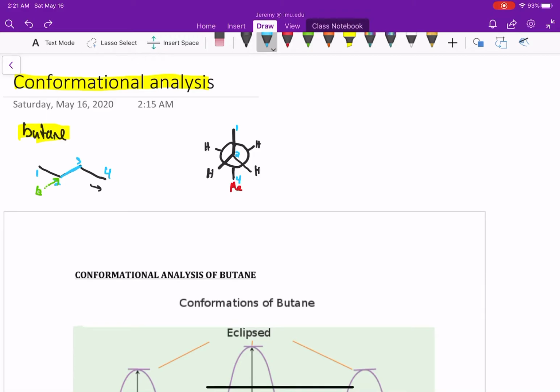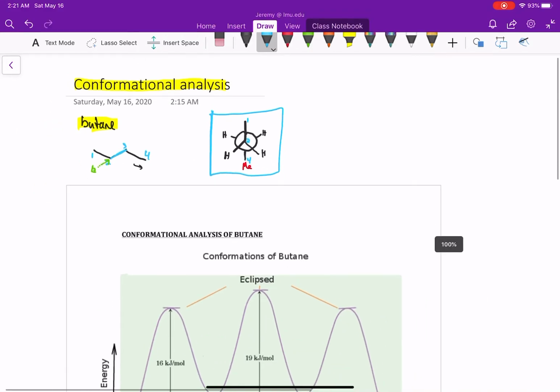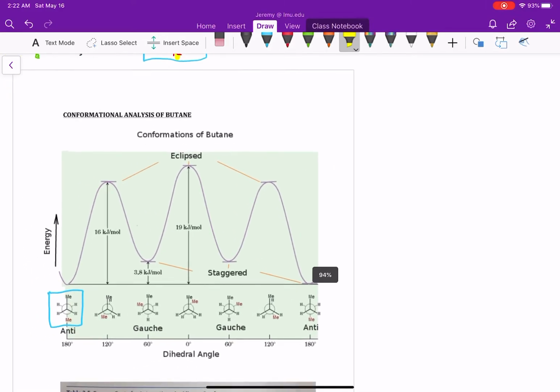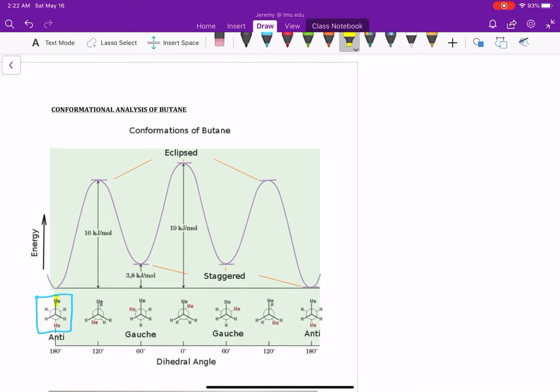Great. Okay, so here's the first Newman projection that we're going to start with, and what you'll see is this Newman projection down here. And what we can see is these 2 methyl groups, carbon 1 and carbon 4, are opposite each other. And we can see that here. Okay, so what we're going to do in a conformational analysis is simply rotate either the back groups or the front groups 60 degrees at a time and then draw a new Newman projection.